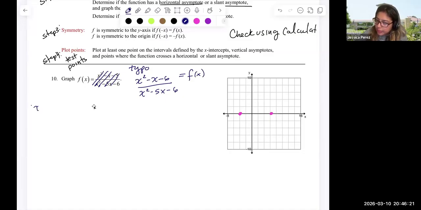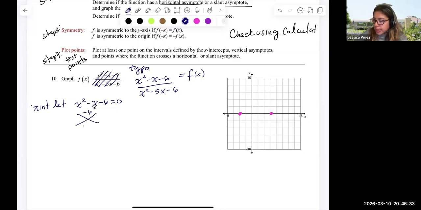So again, my x-intercept, let the numerator equal to 0. So it's x squared minus x minus 6, set it equal to 0. Two numbers that multiply and give you negative 6, but add to negative 1. And we said that was negative 3 and 2. So it's x minus 3, x plus 2. Set it equal to 0 at x equal 3 and negative 2. That's where our x-intercepts are. So 3 comma 0, negative 2 comma 0.